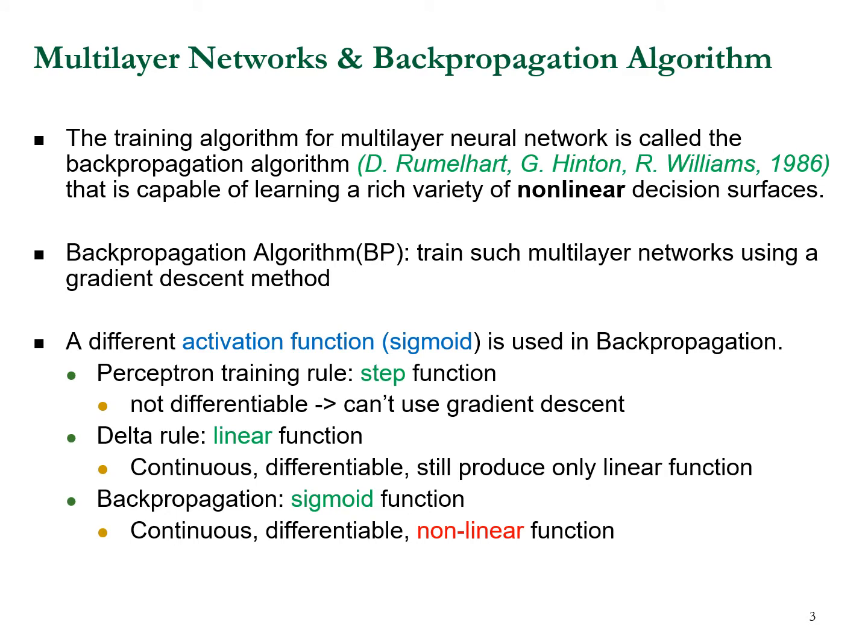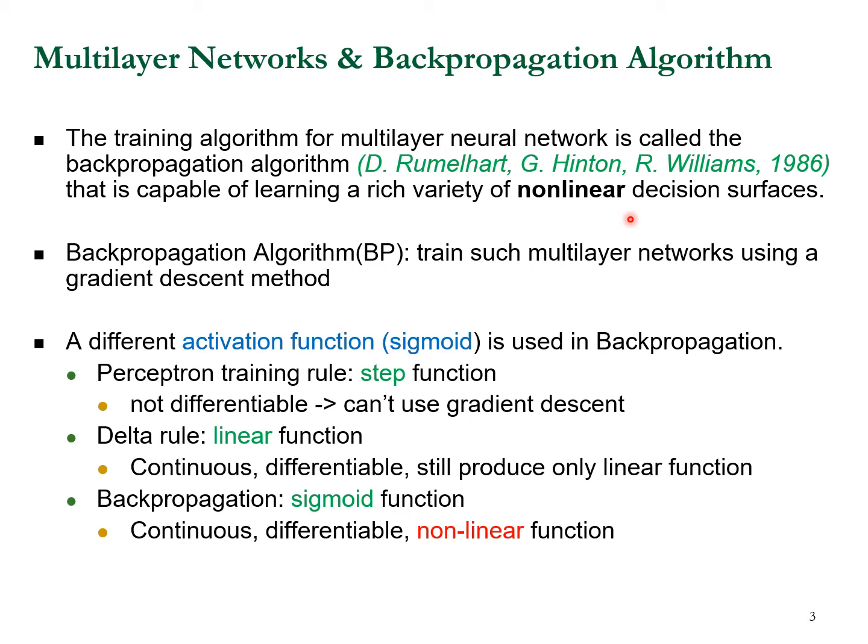Now let's train the multi-layer network. The training algorithm for a multi-layer network is called the backpropagation algorithm. By using this backpropagation algorithm in a multi-layer network, finally our neural net becomes a non-linear classifier. That means it is now capable of learning a variety of non-linear decision surfaces.